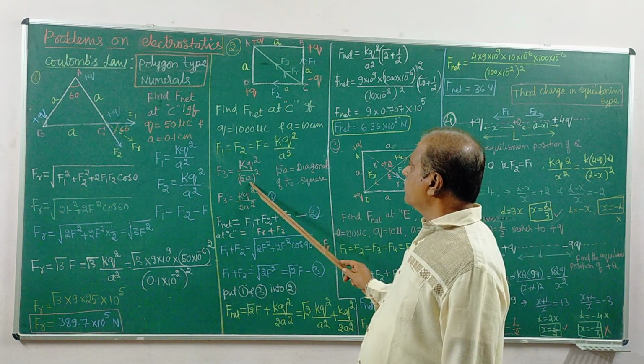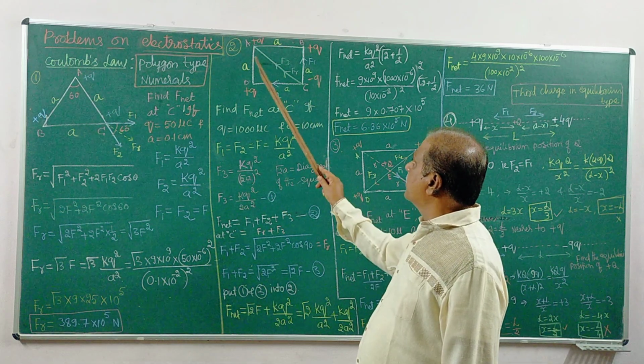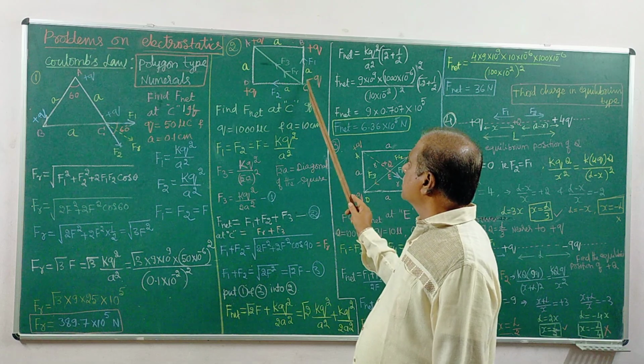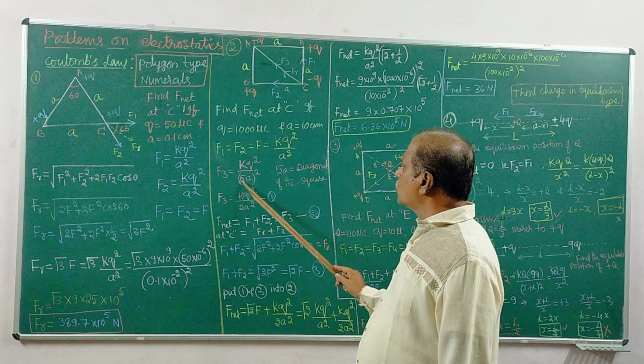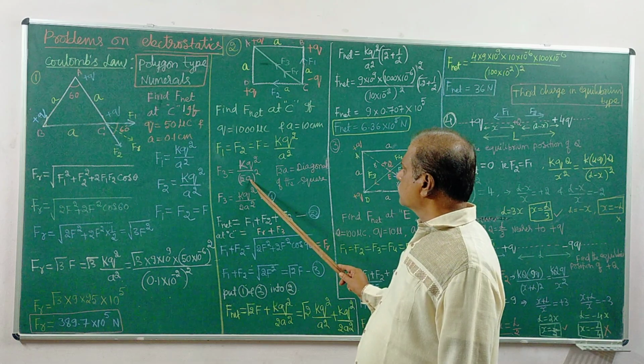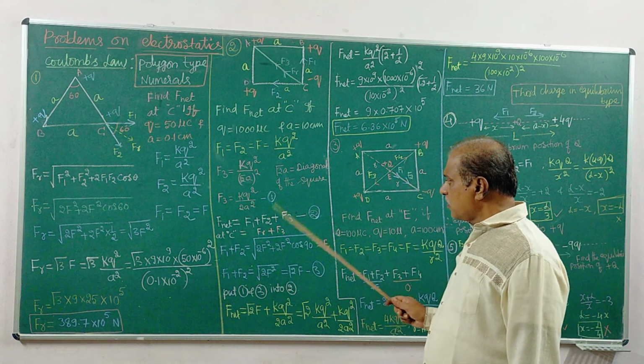We get it from what? Pythagoras theorem. We get this value by knowing this one. Using Pythagoras theorem, we get the distance. The length of this diagonal is root 2 into a. This is the whole square of this. That is F3. So F1 is there.